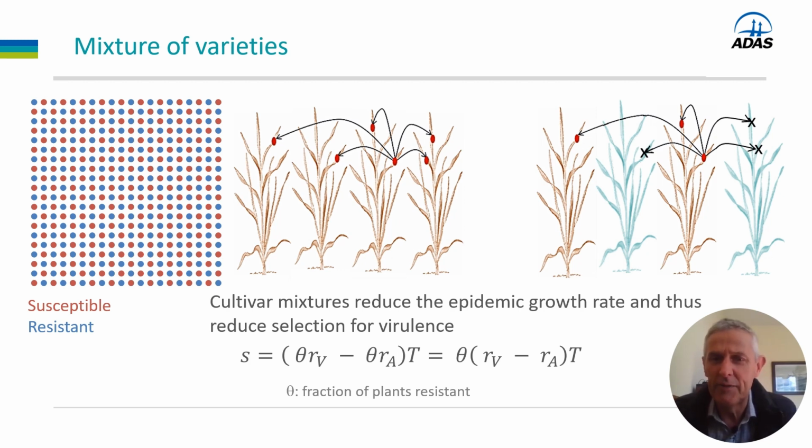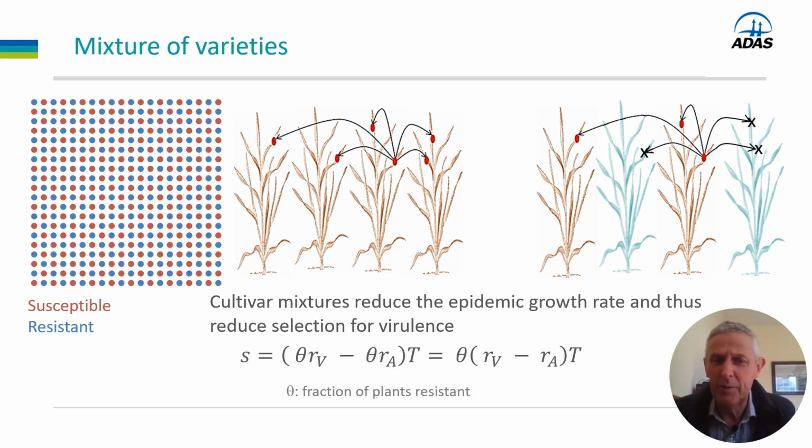On the right hand side of the diagram we see an example of a variety blend where the blue plants still contain genes which are effective against the strain which can overcome the resistance in the red plants. So now what we see is that spores produced on the susceptible plant are going to move around in the crop, and probably about half of them are going to land on a plant that they can't infect, and that's going to slow down the rate of epidemic development.